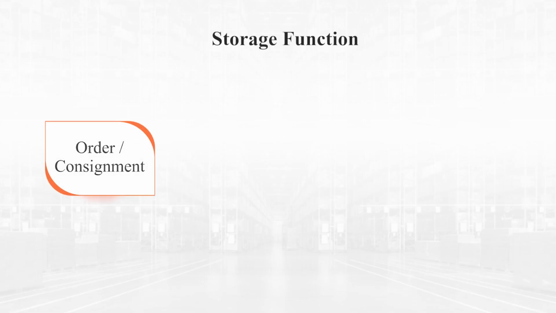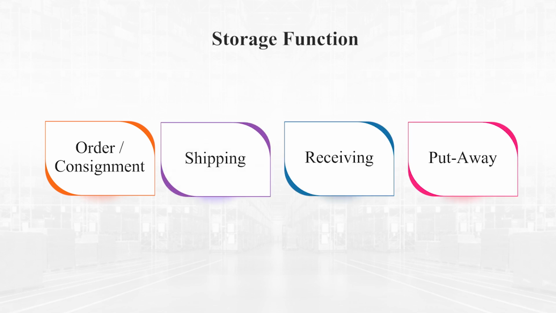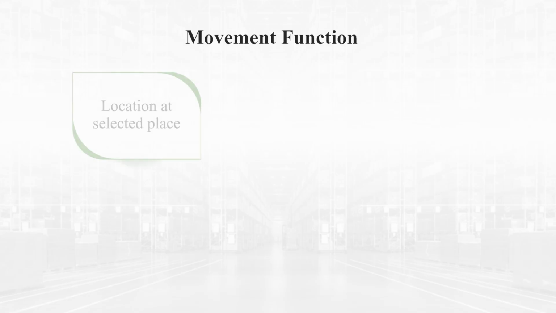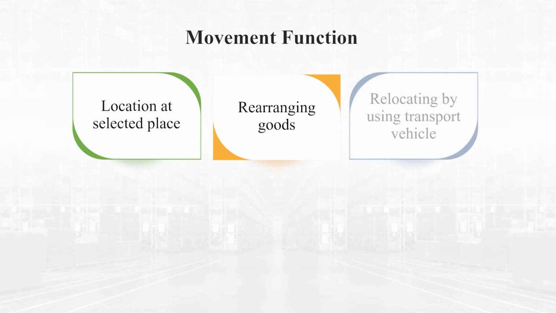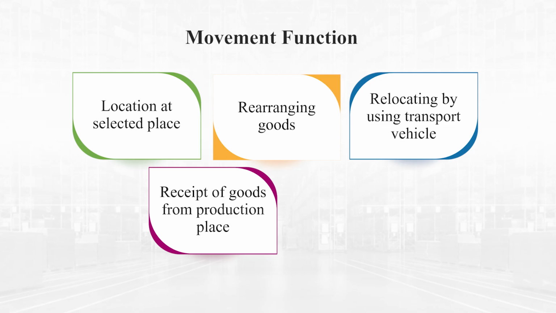Functions of warehousing. Following are the three primary functions performed in a warehouse. Storage function: stock of products at the warehouse, order or consignment, shipping, receiving, put away. Next, movement function: location at selected place, rearranging goods, relocating by using transport vehicle, receipt of goods from production place, shifting to the warehouse.